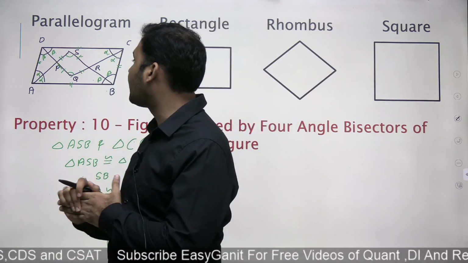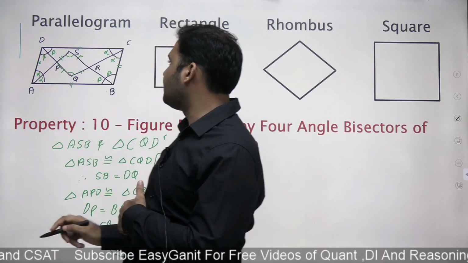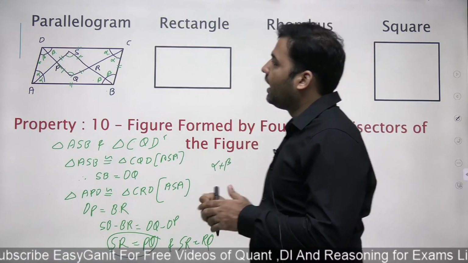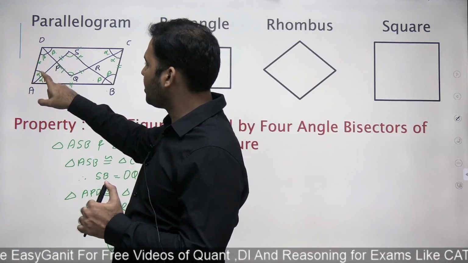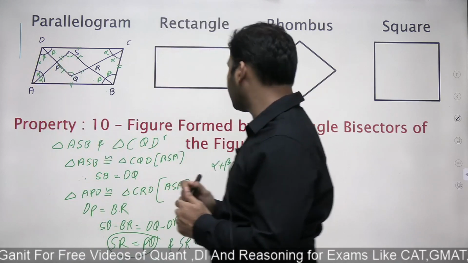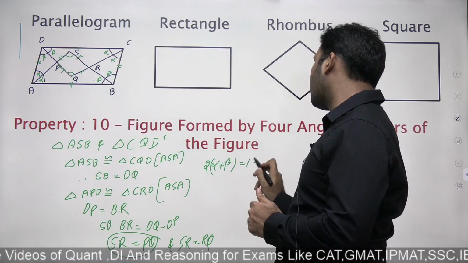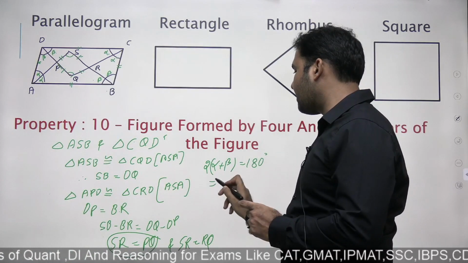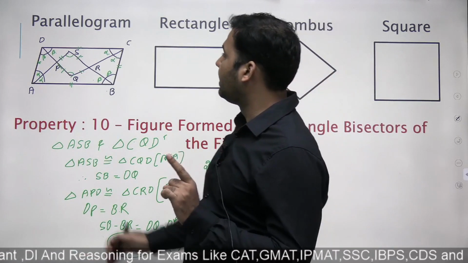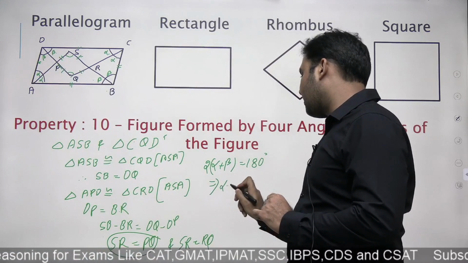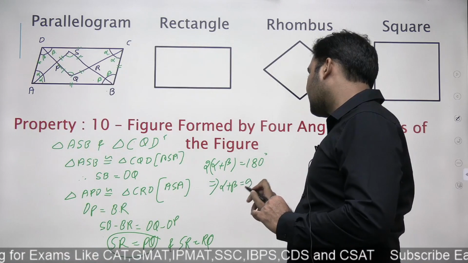And now you can see, what is alpha plus beta here? We know that the summation of two adjacent angles, 2 alpha plus 2 beta, right? 2 times alpha plus beta is equal to 180 degrees. That's again a property that we have discussed in the first part, right? Summation of two adjacent angles is 180 degrees. So can I say that alpha plus beta will be 90 degrees?